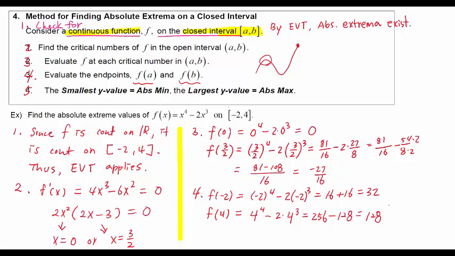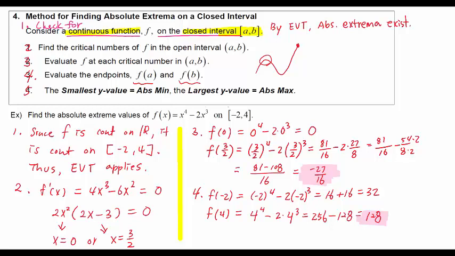So among these four values, pick the largest value. What's the largest value do you see? Largest value is this one, 128. So this is your absolute max. What is the smallest value? Smallest value is this one, negative 27 over 16. So that will be absolute minimum. So absolute maximum happened at the endpoint, and your absolute minimum is actually the valley.